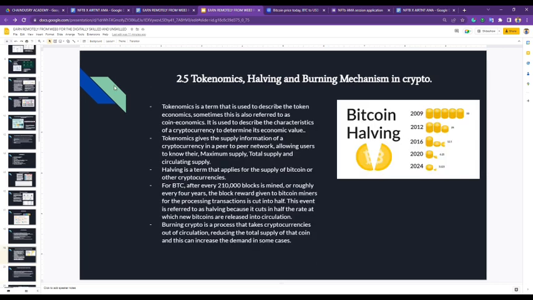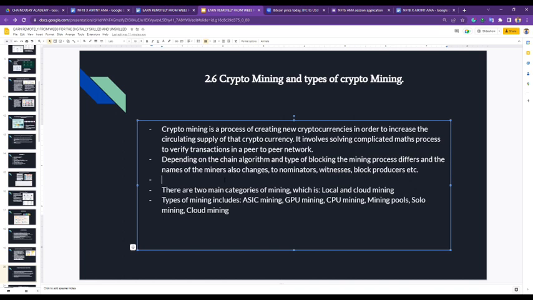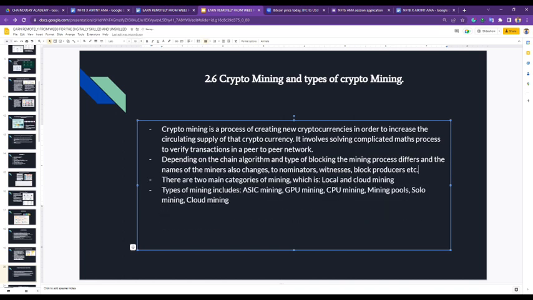We move over to crypto mining and types of crypto mining. Crypto mining is simply a process of creating new cryptocurrencies in order to increase the circulating supply of that cryptocurrency. It involves solving complicated math processes to verify transactions in a peer-to-peer network. Depending on the chain algorithm and the type of blockchain, the mining process differs, and the names of the miners also change to nominators, witnesses, block producers, or more.